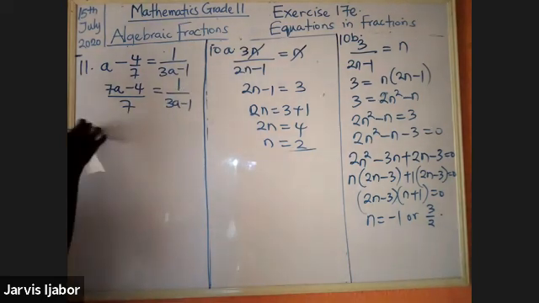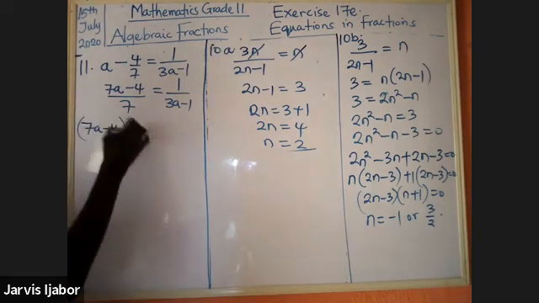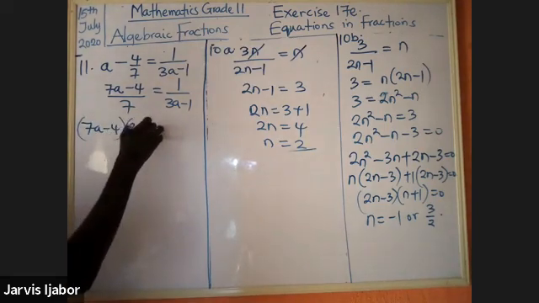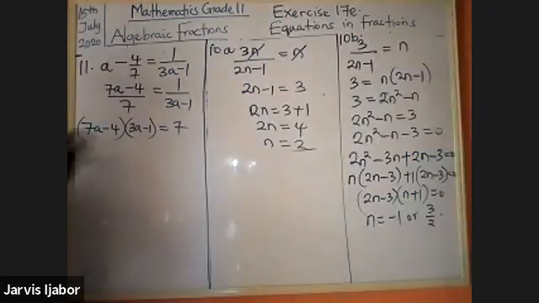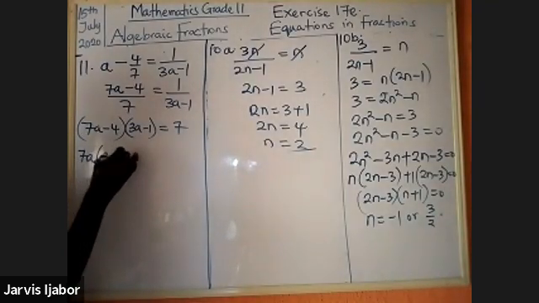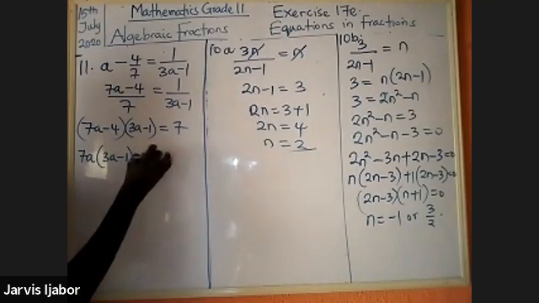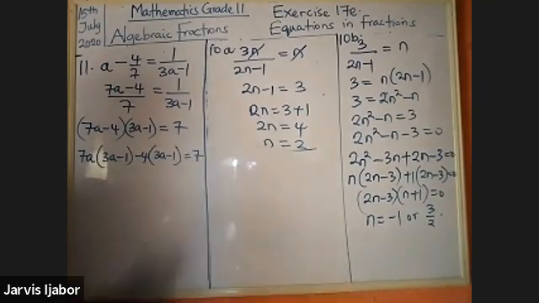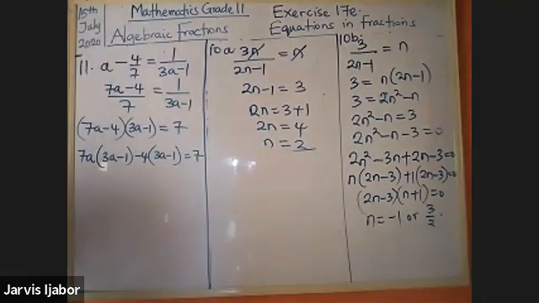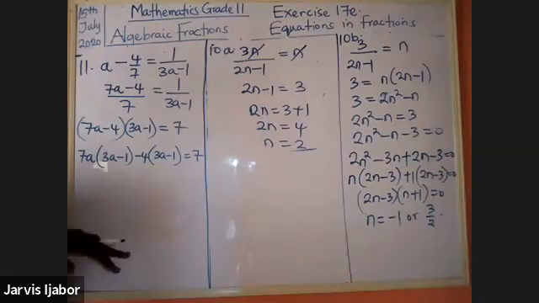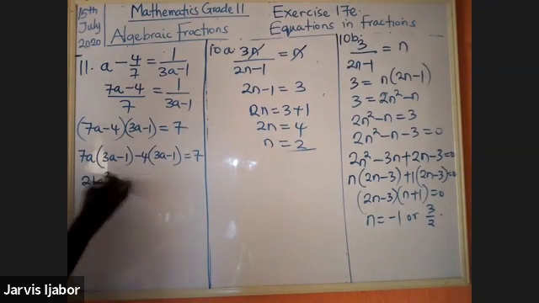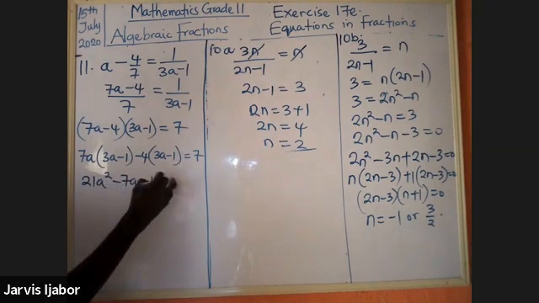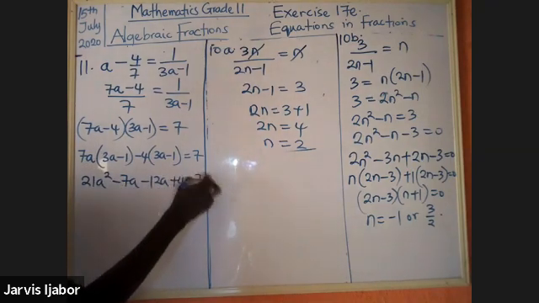And from here, 7A minus 4 will multiply 3A minus 1, and that will be equal to 7. Now, by my mental assessment, it may look a little clumsy, so I will take them little by little. But what you do is a function of what you perceive. So I'm not using my shortcut now, I'm doing it all out because I foresee that there may be a problem. So what I have now will be 21A squared minus 7A minus 12A plus 4 equal to 7.